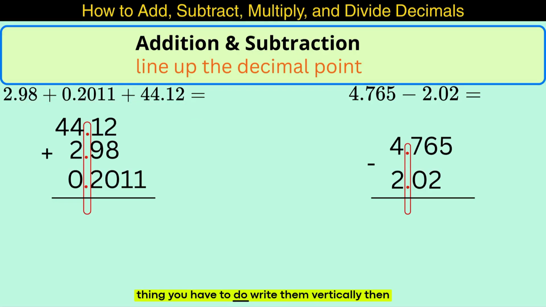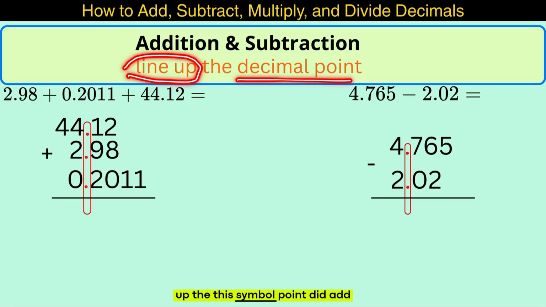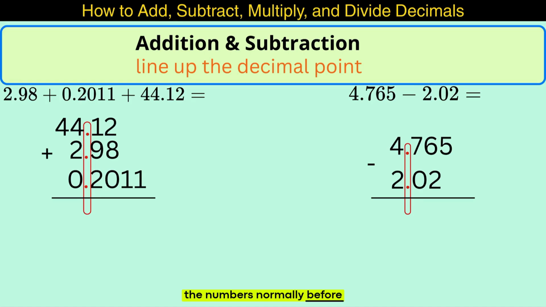First thing you have to do, write them vertically. Then line up the decimal point. This is the key point. Line up the decimal point. Then add the numbers normally. Before that, always add zeros as placeholders.